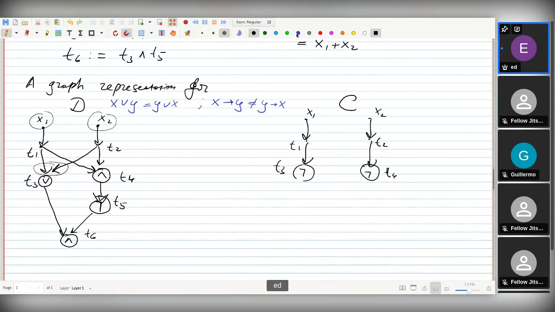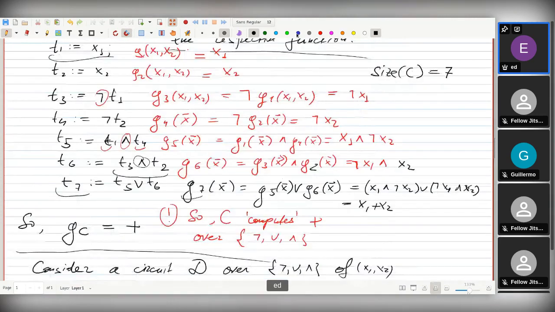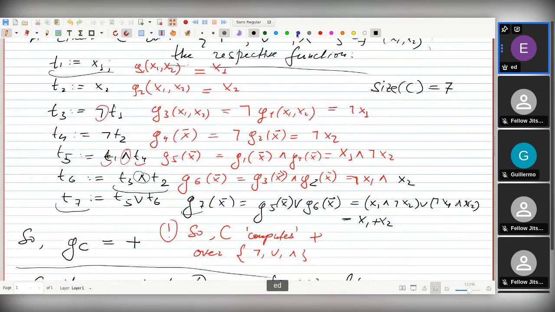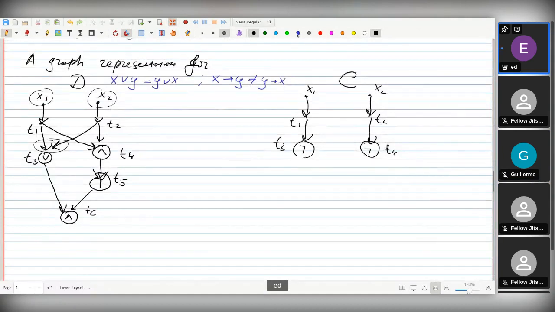Not T2. What's next? What comes next? T1 and T4. And it is T5. T1 and T4. Okay. And similarly, T6 is just this one. Do you agree?